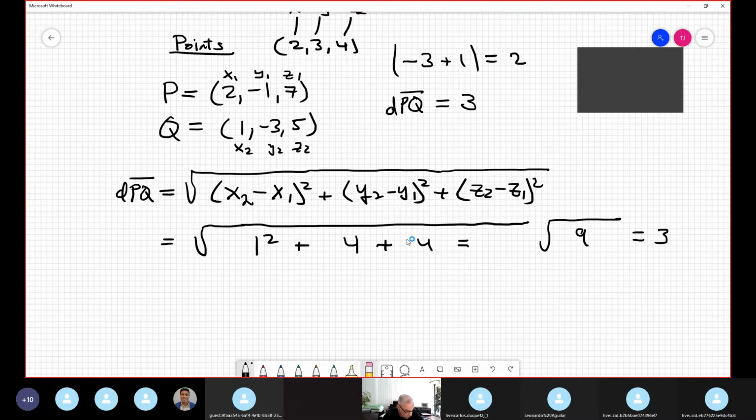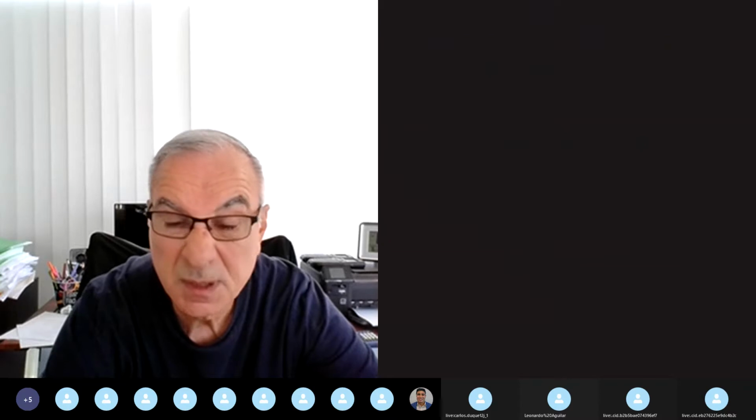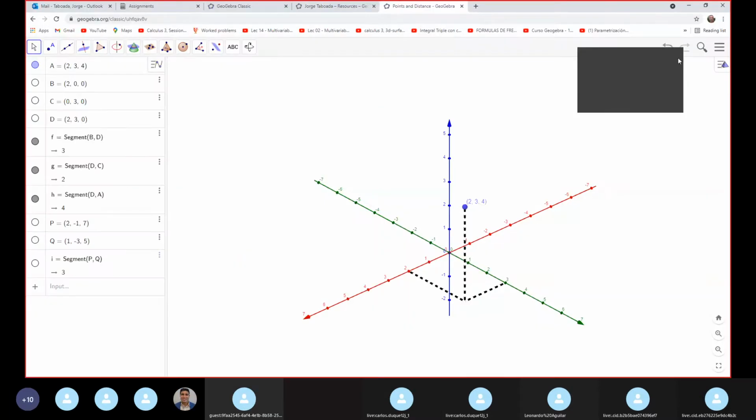To see it in the rectangular coordinate system, I'm using GeoGebra. Look at that. Let me see. Here again, GeoGebra.